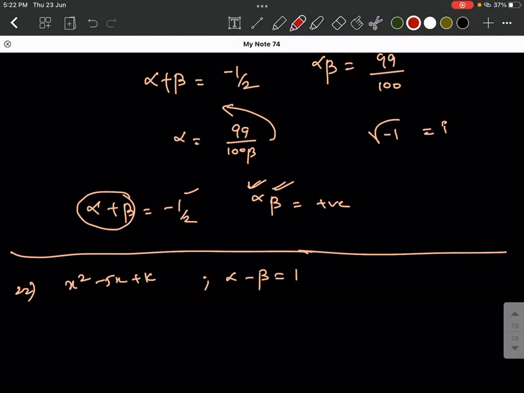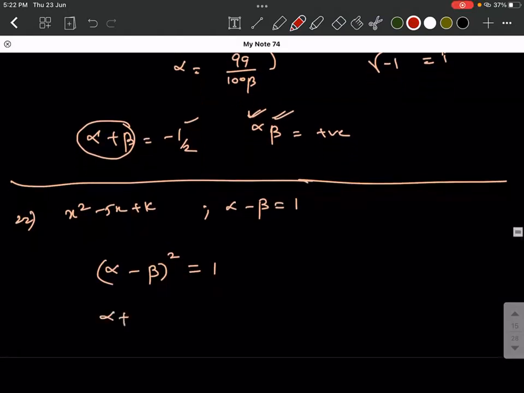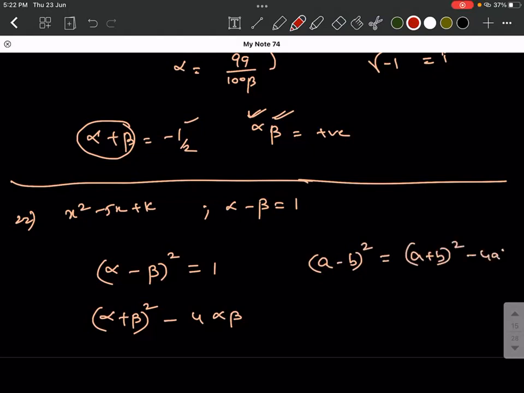Okay. X square minus 5x plus k, then alpha into beta, indirectly we need the value of k. So what I can do is, the only option left is alpha minus beta. If I square on both the sides, then I can write this as alpha plus beta the whole square minus 4 alpha beta. Because a minus b the whole square is a plus b the whole square minus 4ab. If you want, you can check and see, because you will get a square plus b square plus 2ab minus 4ab.